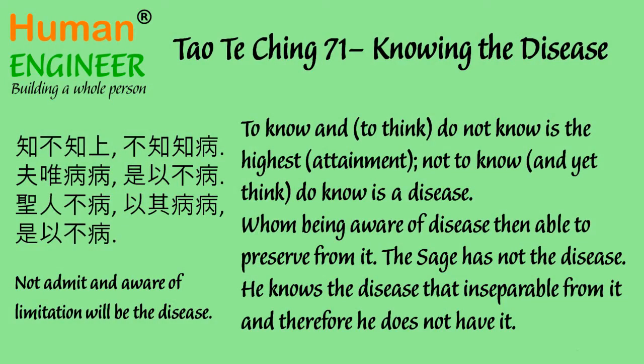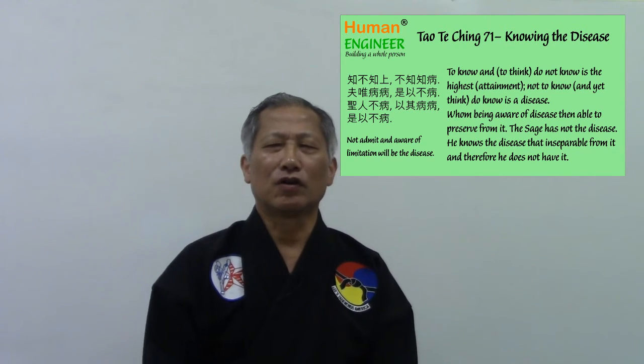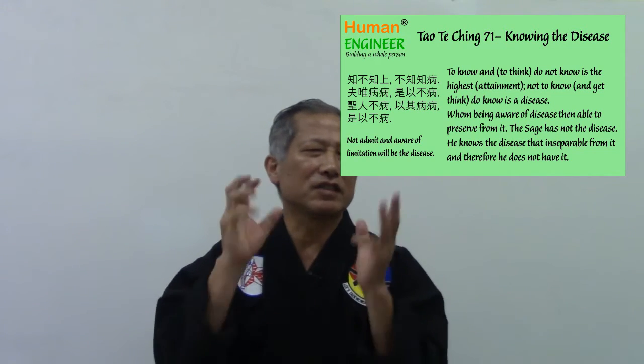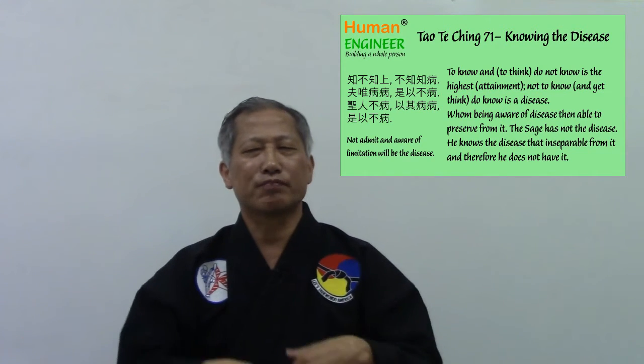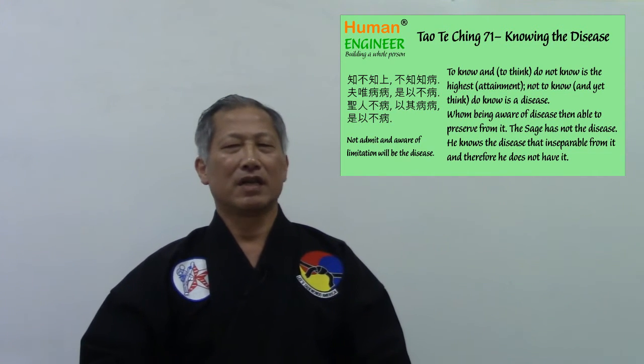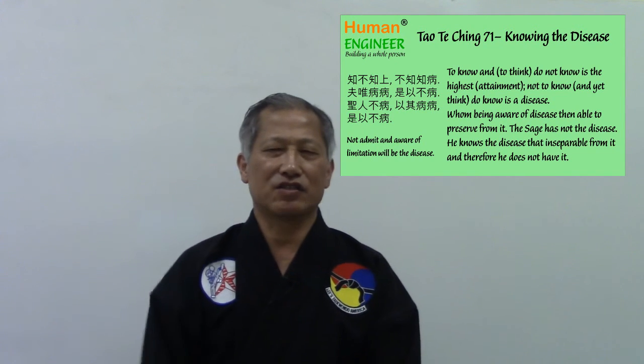To know, but think that we do not know, is the highest attainment. But we do not know, but think we know or we can do, that is a limitation, a problem, or even, in this case, he said a disease. So therefore, those who are aware of this kind of limitation or disease are able to preserve themselves from it. That's why the sage or master has no disease.